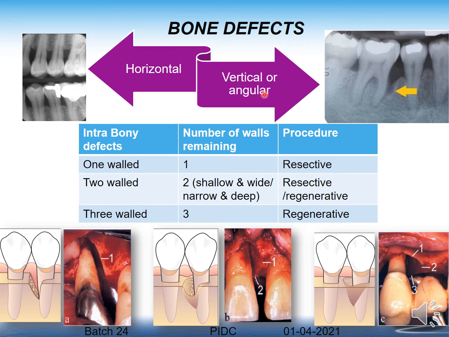So vertical or angular defects can be of three types. That is a one wall defect where there is only one wall remaining, or a two wall defect where there are two walls remaining. Here you have the distal as well as the mesial wall, or a three wall defect where you have all the three walls remaining, but there will be a trough inside. So accordingly you have the procedure which you have to select. Generally, if it is for resective osseous surgery, you go in for resective therapies in case of a one wall defect, a resective or regenerative procedure in case of a two wall defect, and a regenerative procedure in case of a three wall defect.